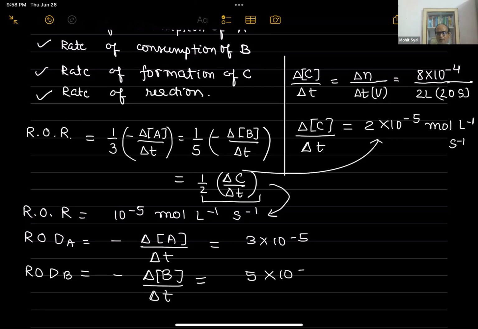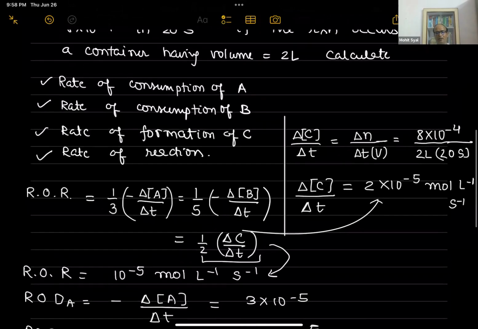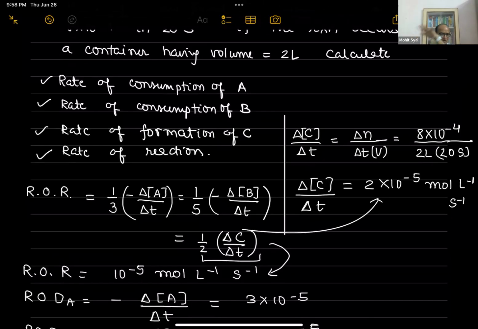Yes, sir. Ibrahim, what answers are you getting? Are you getting the answers? Yes, sir. Did the sum. So individual rates of any reactant or product are obtained by taking the change in concentration over time. Those individual rates can be made equal to the rate of reaction when you divide by the stoichiometric coefficient. Got it? Clear?